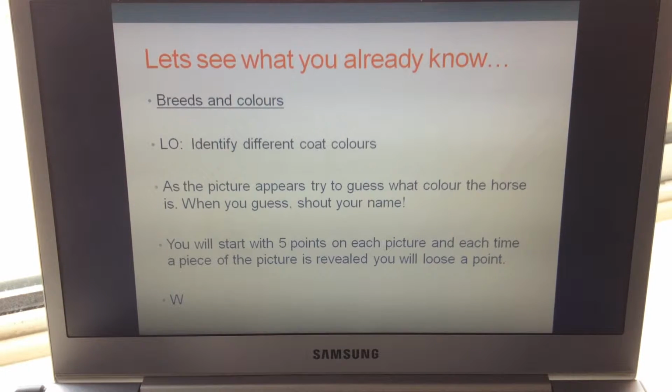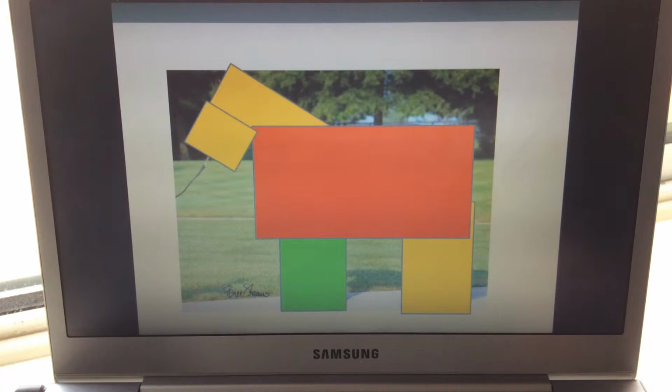The first task was based on the breeds and colours of horses and helped the students to identify different coat colours. I explained the rules below, however I did need to write these on the whiteboard behind me so that the students were able to keep track of the point system. In reflection, I'd make this much easier for students to understand.